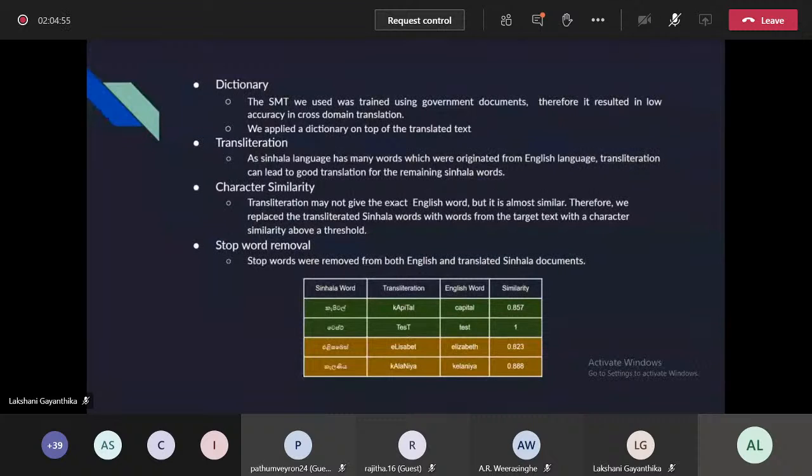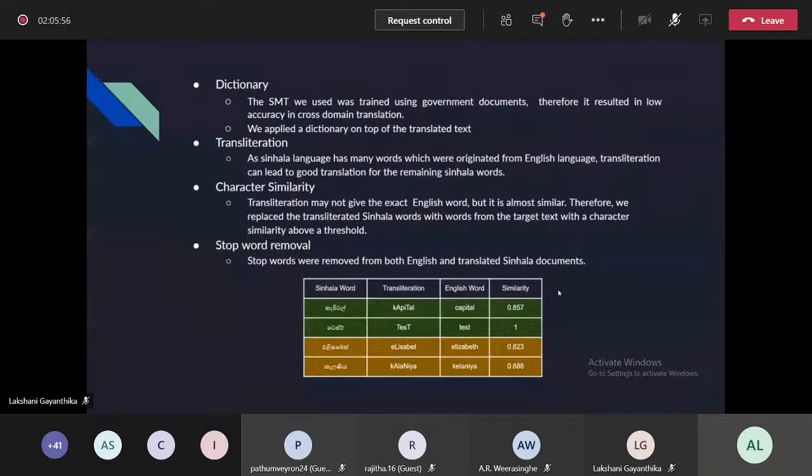And the Sinhala language has many words which originated from the English language. Therefore, transliteration can be used to get the English words for most of the Sinhala words. So we applied transliteration on the remaining Sinhala words. But in some cases, transliteration may not give the exact English word, but an almost similar one. Therefore, we used character similarity to identify the best English word for the transliterated Sinhala word. The following table shows some examples of this.